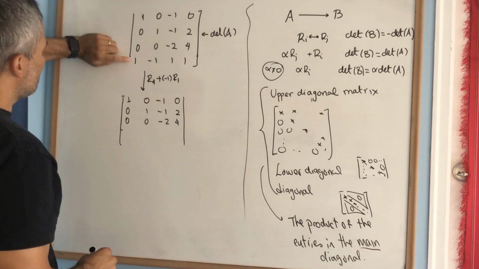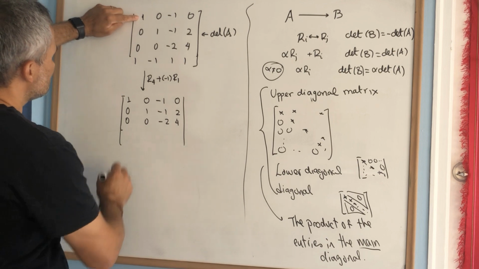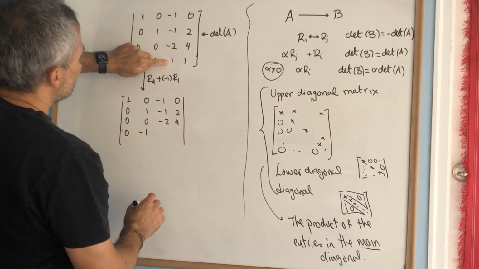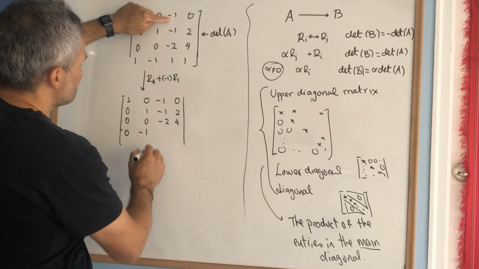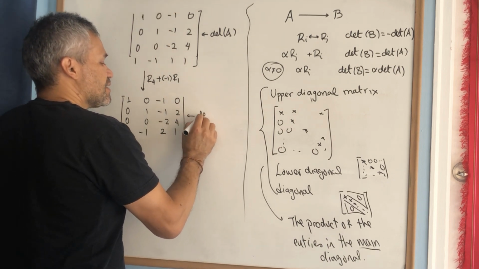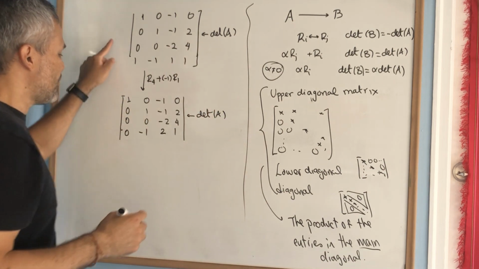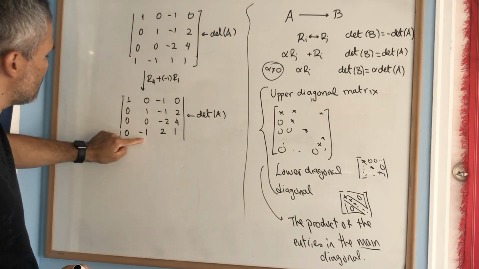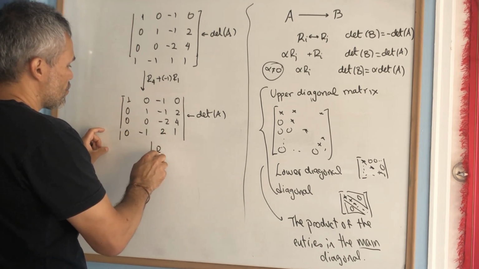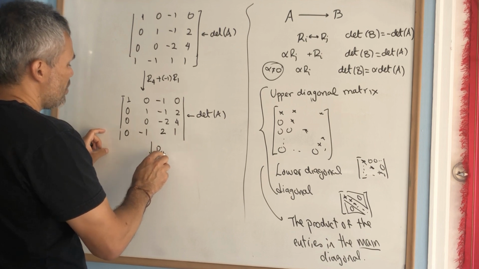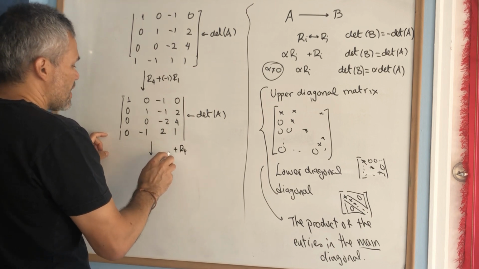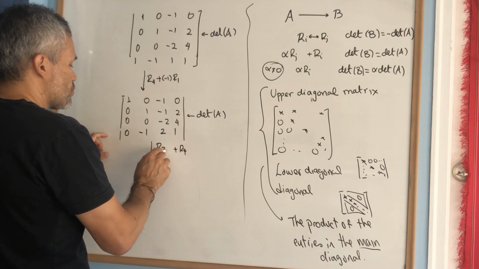And here we get this row minus this: 1 minus 1 is 0, -1 minus 0 is -1, 1 minus -1 is 2, 1 minus 0 is 1. And I know that the determinant of this matrix is the same as the determinant of A. Now, let's use this one to put a 0 here. I'm going to change row 4 by adding row 2.